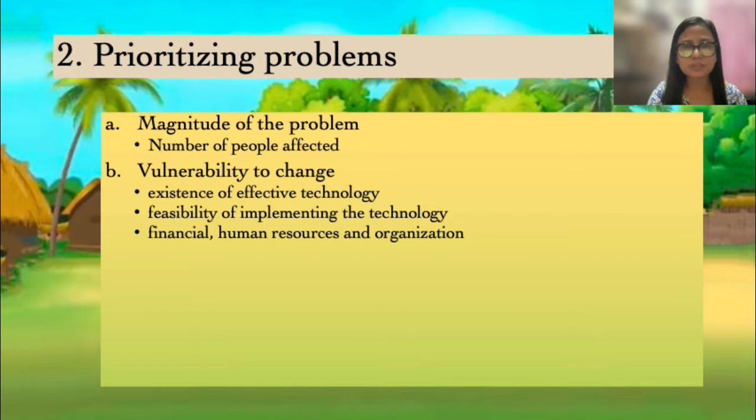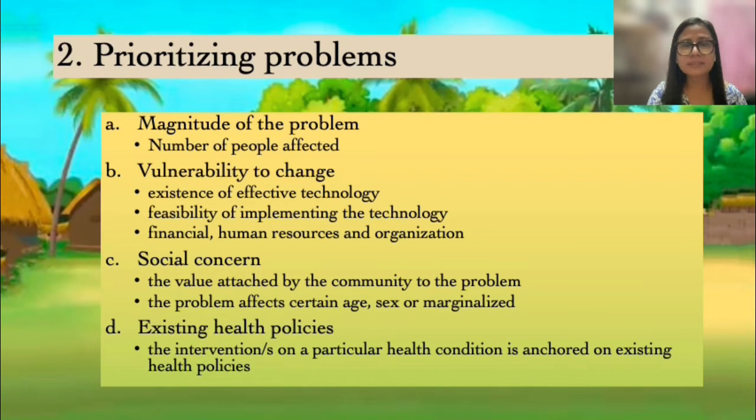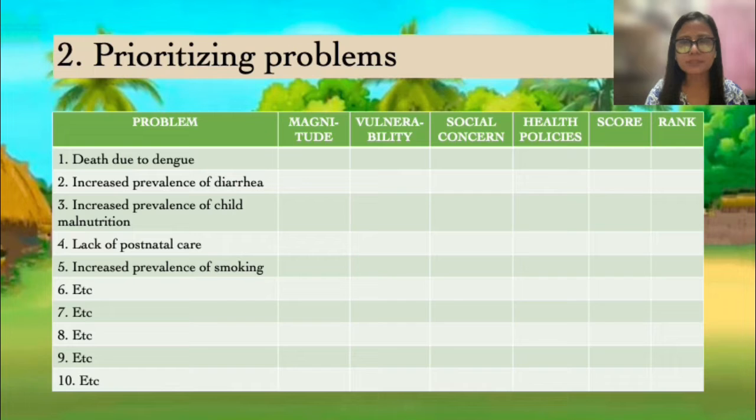Then the vulnerability to change, if the problem is easy to change with the existing technology. Then we look at social concern, or the value attached by the community to the problem, or if the problem affects certain populations, especially the marginalized ones. Then we look at the existing health policies, because we can use this to further our interventions. The prioritization matrix looks like this.